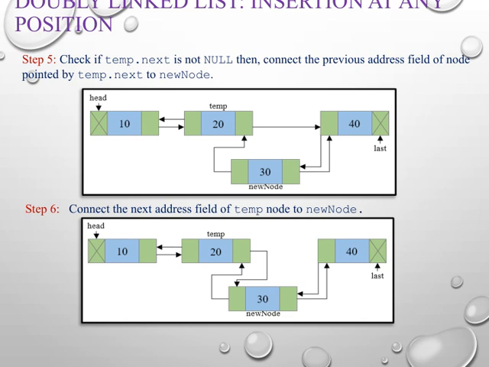Next, in step 6, we connect the next address field of the temp node to the new node. This effectively inserts our new node into the list at the desired position by linking it forward from temp. Together, these steps are crucial because they maintain the integrity of the list's links, both forward and backward, which is what makes a doubly linked list so flexible for insertion operations at any position. Remember, proper linking is key to avoiding broken lists or data loss.